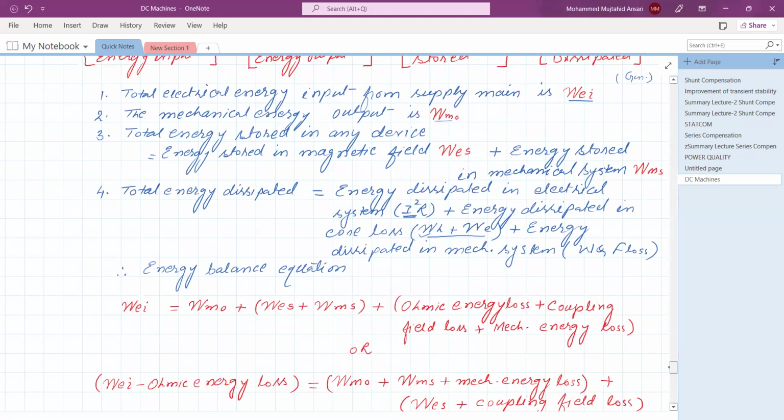It is called windage and frictional loss. There is some windage because we are using fans on the shaft of the motor for cooling, which also provides some resistance and losses, and there is friction in the bearings and brushes over the commutator segments. So the energy balance equation can be written as WEI, the electrical energy input, equals the mechanical output plus the energy stored plus the ohmic energy loss. This is the loss component, and this is the stored energy.